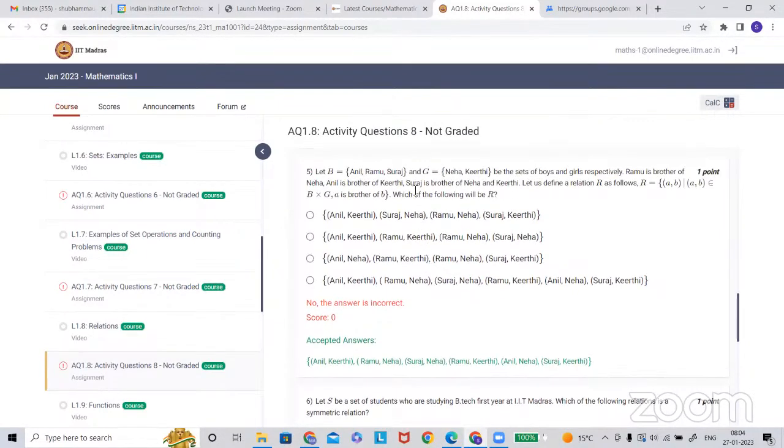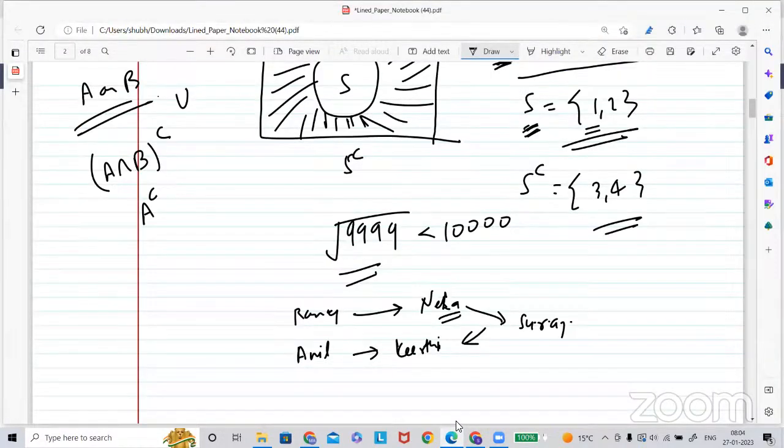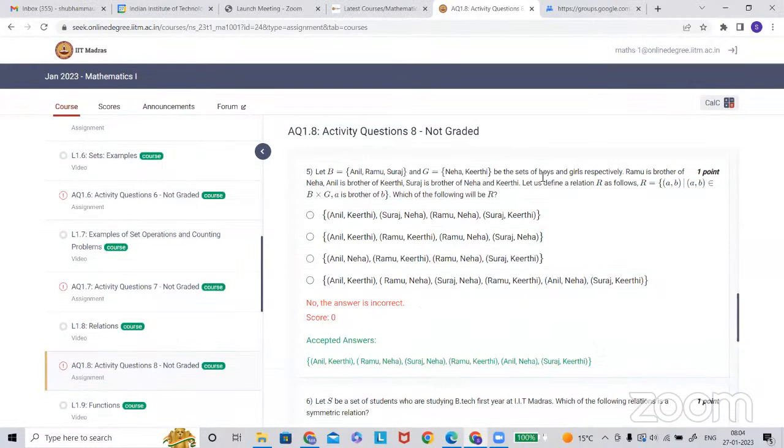Okay. Suraj and Kirti. One thing is given. What is Suraj here? Suraj is not Anil and Neha. Why Anil and Neha? So what is Suraj? Suraj is a boy, already given. B is the collection of boys and G is the collection of girls respectively.